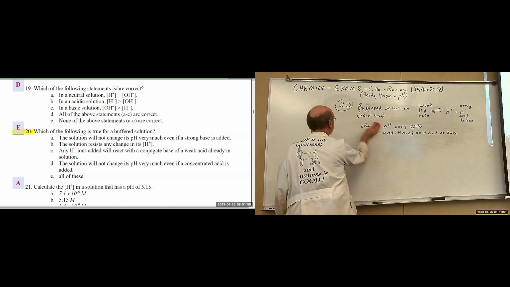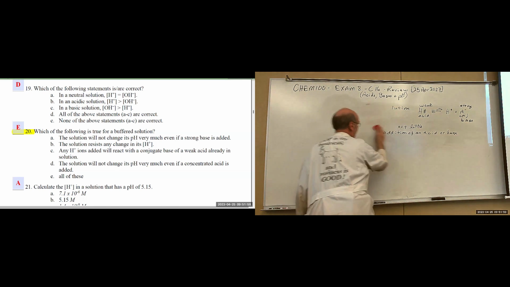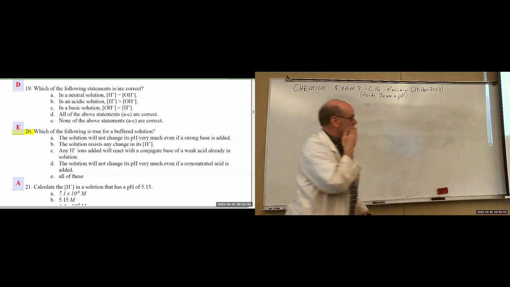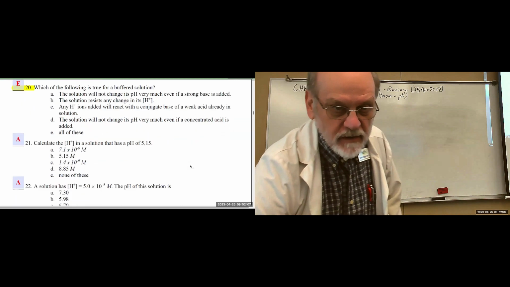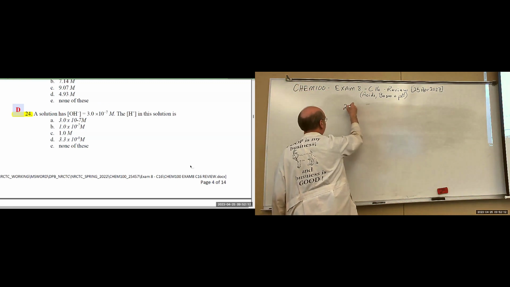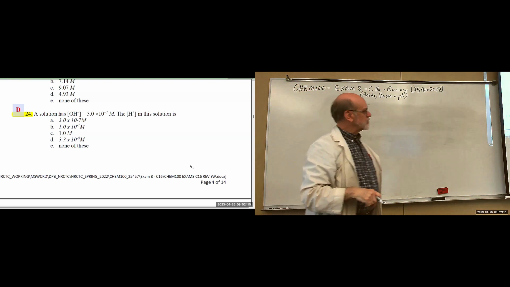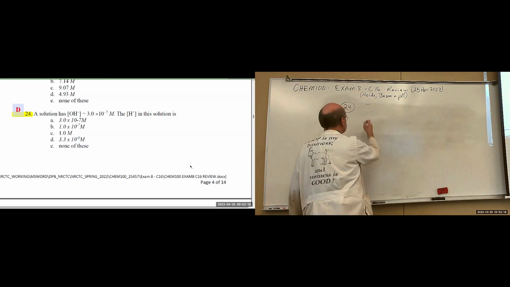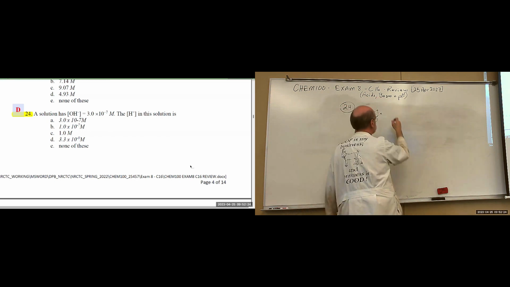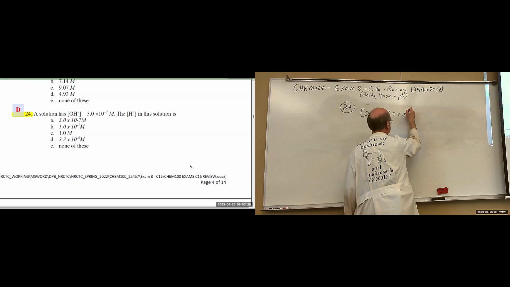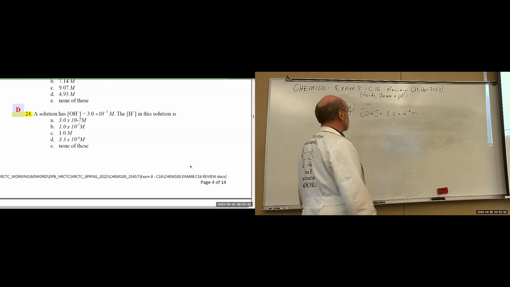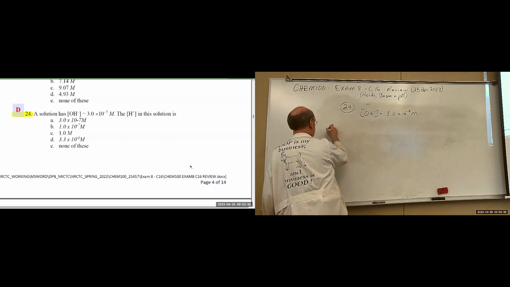All right. That was 20. Let's see, got to scroll. Scroll to 24. All right, a solution has hydroxyl concentration equal to 3 times 10 to the minus 7 molar. The hydrogen ion concentration in this solution is, all right, so we're looking for hydrogen ion concentration.